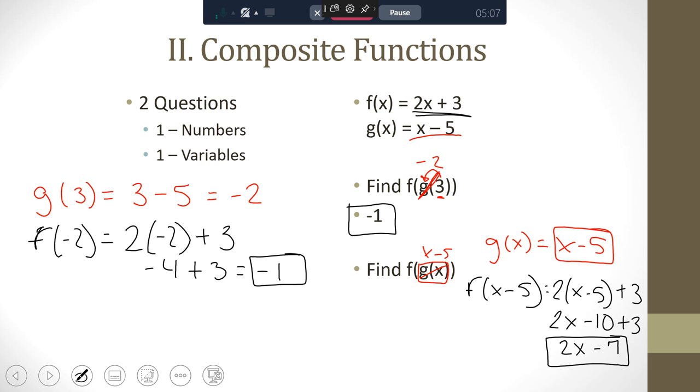Yes, Morgan. 3 minus 5 is -2, right here.